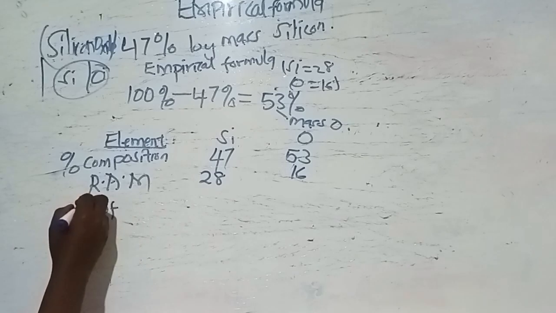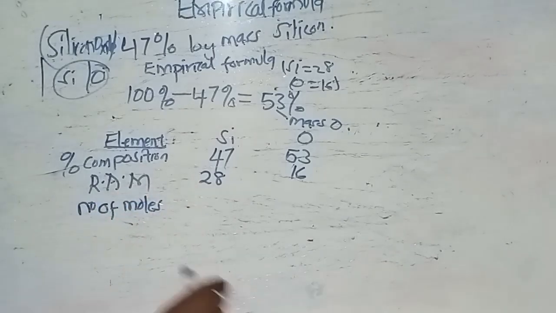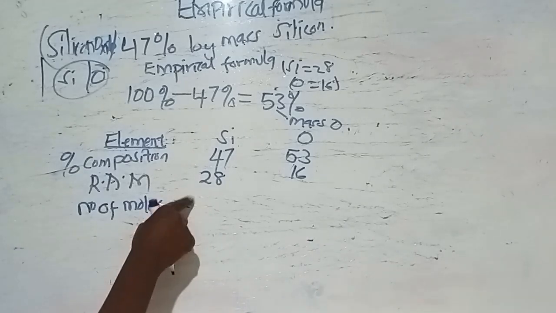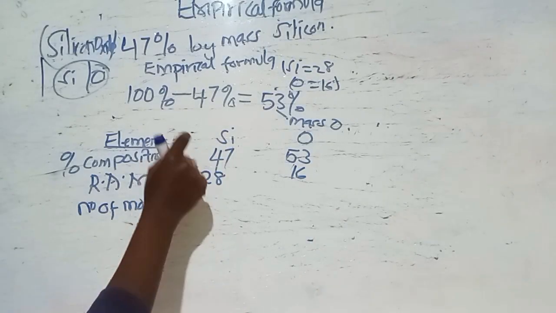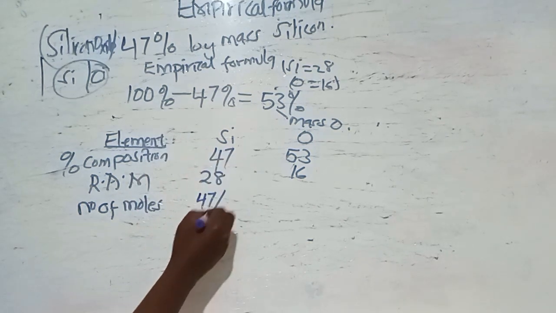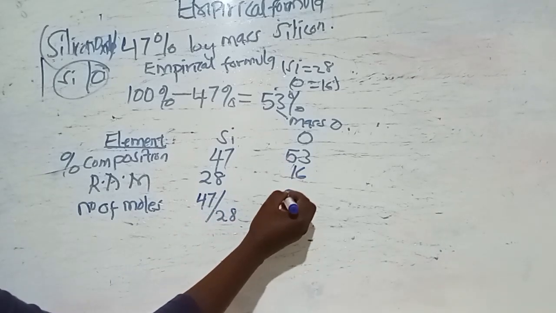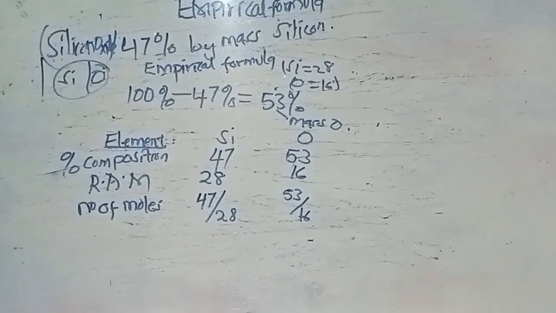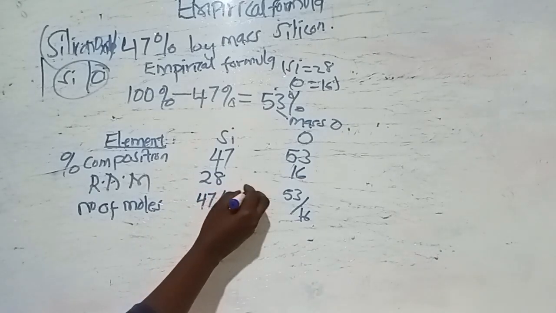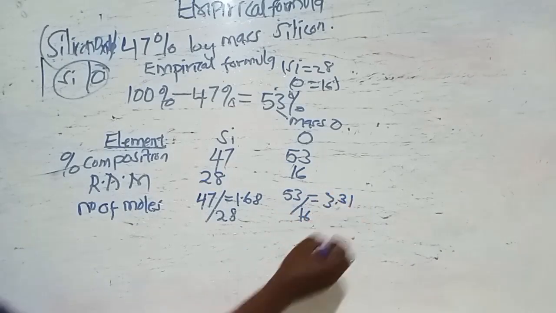So we write here number of moles. How do you get moles? Moles is given by putting mass over molar mass. So you take your mass, for example 53, and divide by your molar mass. The moles you get for silicon is 1.68, while for oxygen it is 3.31 moles.